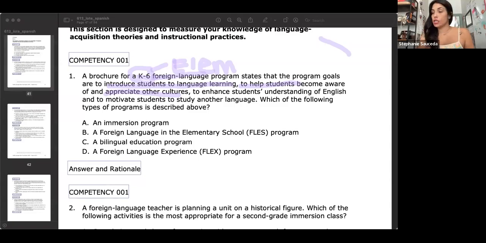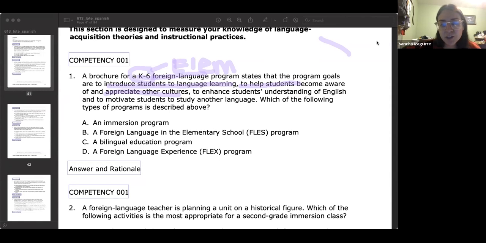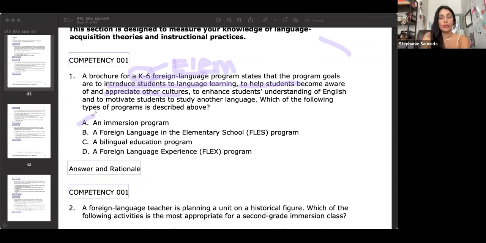Which one can you just do away with? Like A, immersion program is not correct. This sounds more like engage the students with other cultures, to know about it, not just to learn the language right away or something. What else can you get rid of and bet yourself $5? That's not the answer for sure.